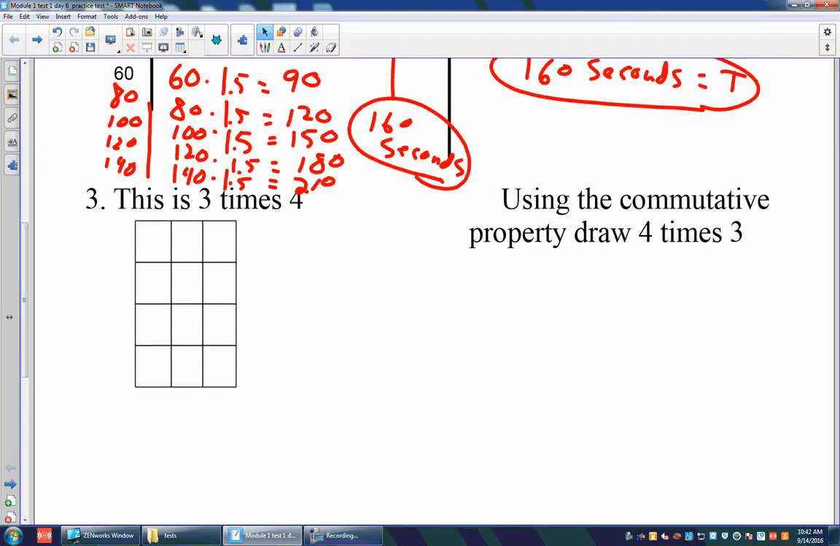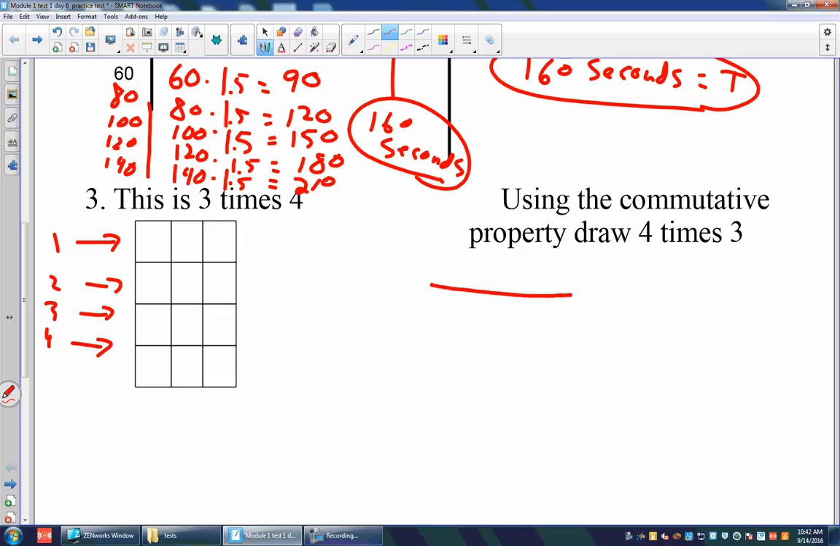If you're confused, you can always rewind and watch it again. This is 3 times 4. 3 groups of 3. We have a group of 3. So we have 1, 2, 3, 4 groups of 3. That's 3 times 4. Using the commutative property, draw 4 times 3. That means that we have to have 4, 2, 3, 4, and we have to have 3 groups of them.